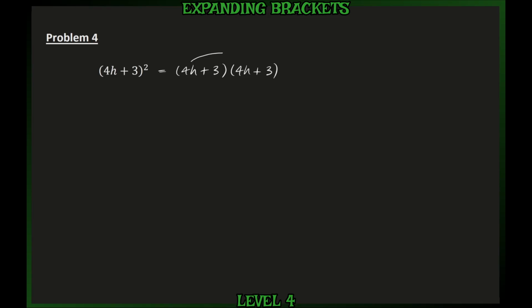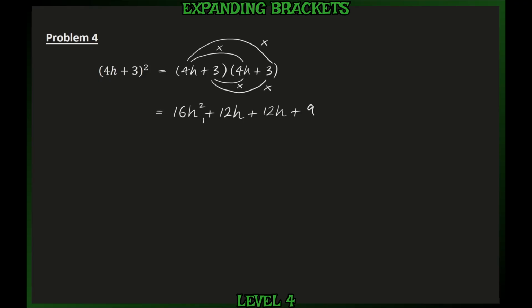So we can start by doing 4h multiplied by 4h. Well, 4 times 4 is 16, and h times h gives us h squared. So 16h squared is our first term. Now we have 4h multiplied by 3. Well, 4 times 3 is 12, so 4h times 3 is 12h. Now we have 3 multiplied by 4h. Again, 3 times 4 is 12, so 3 times 4h is 12h. And finally, 3 multiplied by 3 gives us plus 9.